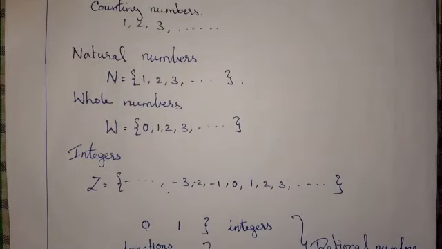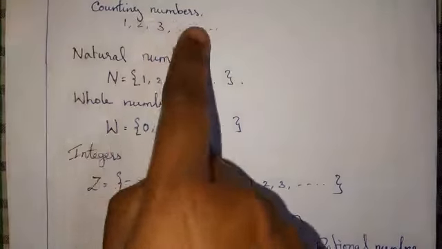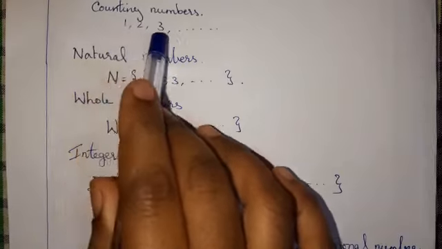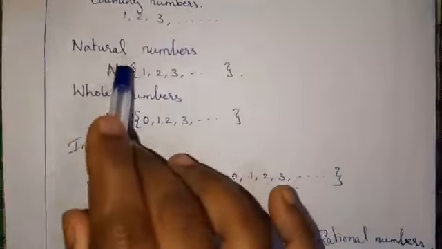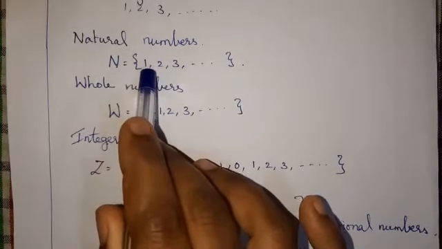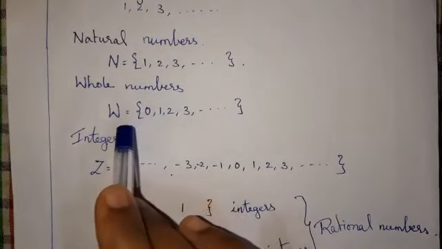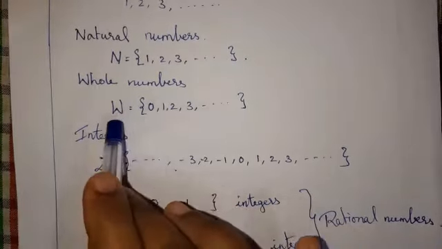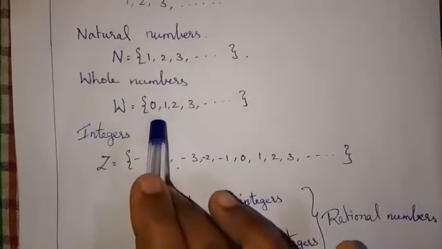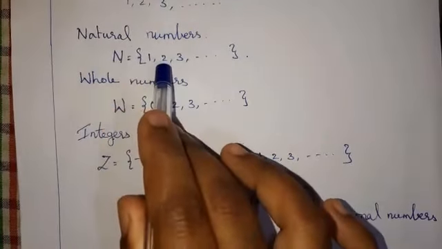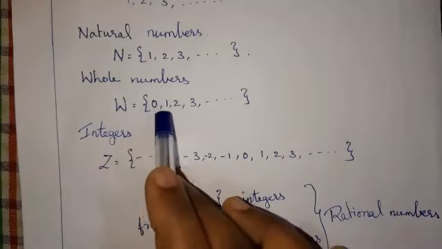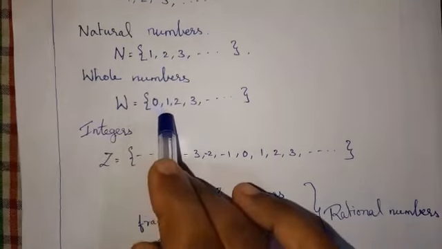Students, once again listen to the class. Counting numbers means we are using the numbers 1, 2, 3 for counting. That is known as natural numbers. Natural number is denoted by capital N. When you include 0, that is known as whole numbers. Whole numbers start from 0, 1, 2, 3, etc. Natural numbers start from 1. Therefore, the smallest natural number is 1. Whole numbers start from 0. Therefore, the smallest whole number is 0.